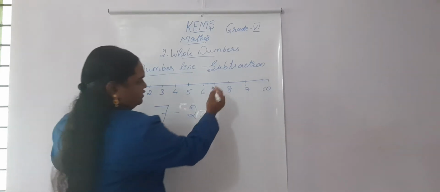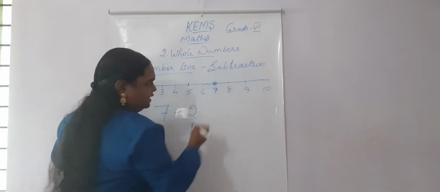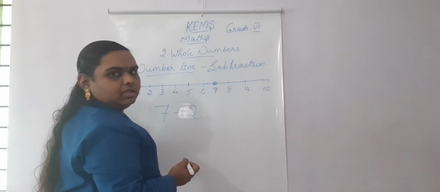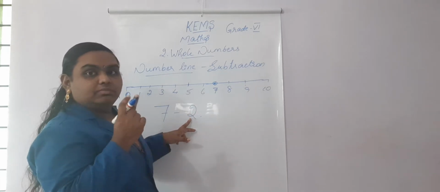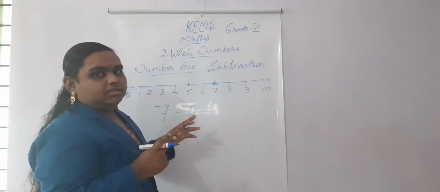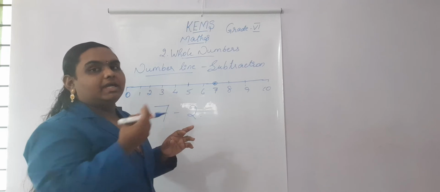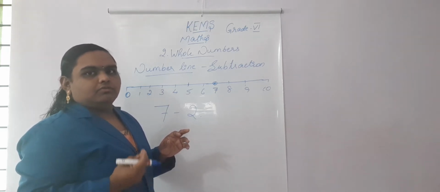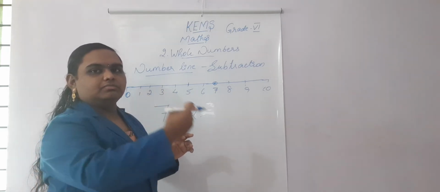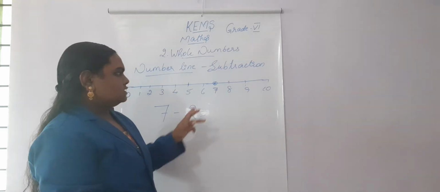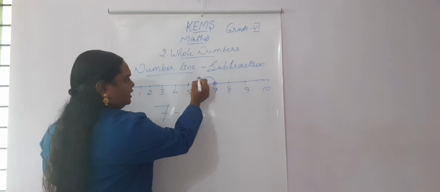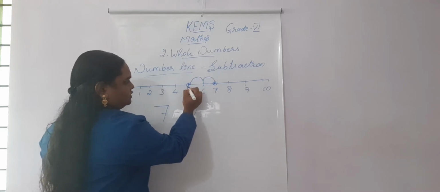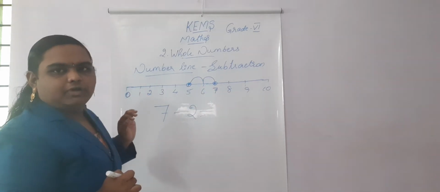So, 7 minus 2. First, I have to find the number 7. Okay, I mark the number 7. Then, I have to jump 2 steps. But we have to jump backward. For addition only we jump forward. For subtraction, you have to jump backward. So 7, 1 and then 2. So I got the answer 5.